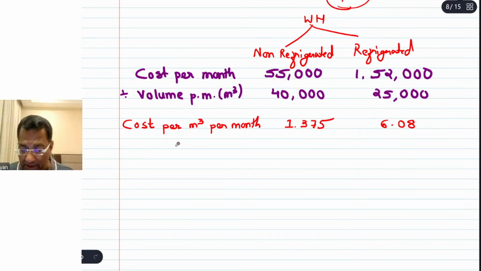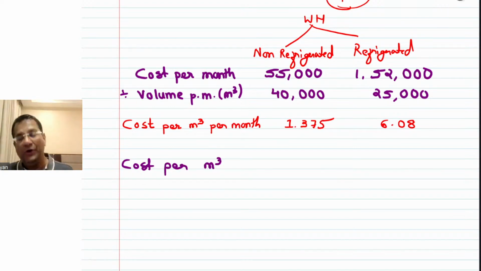The interpretation is very important: it is cost per cubic meter per month. Can you please tell me, if I have to convert this cost into per cubic meter, what detail will be helpful to convert the cost per cubic meter per month into cost per cubic meter? Can you please tell me, beta? For the very first product, how can I convert this into cost per cubic meter?